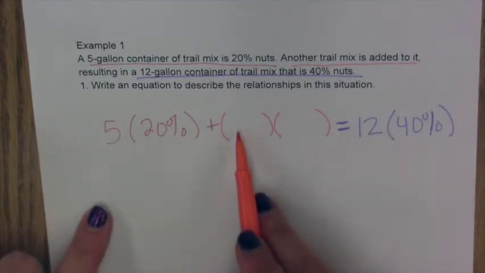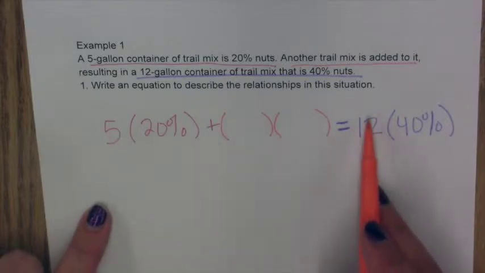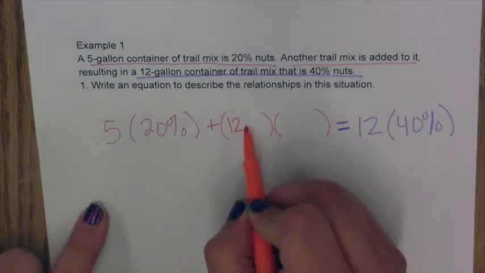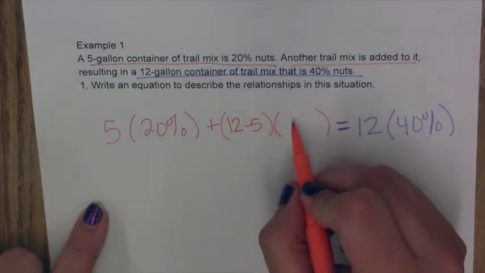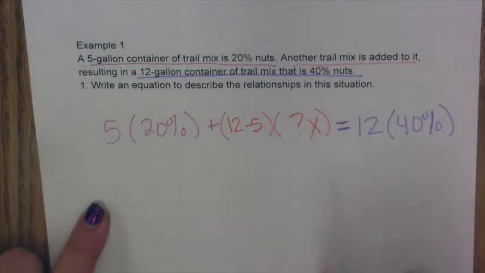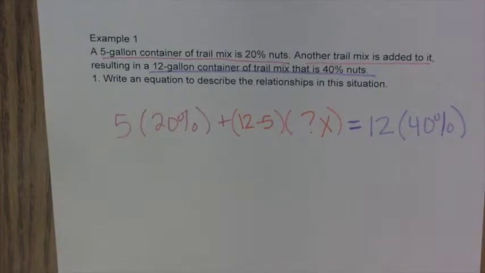So if I don't know this amount, I can work backwards. I know my total is 12, and I've already used up 5. So this could be 12 minus 5, but we would have to solve for this percent. So this would be our unknown. And if you want to use a variable, I'm going to change it to x when we start to work this out.